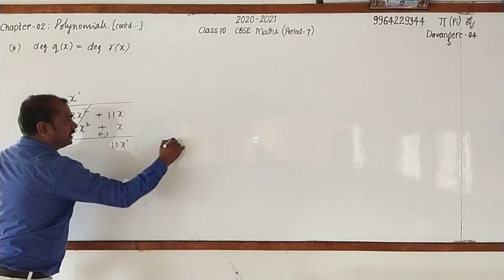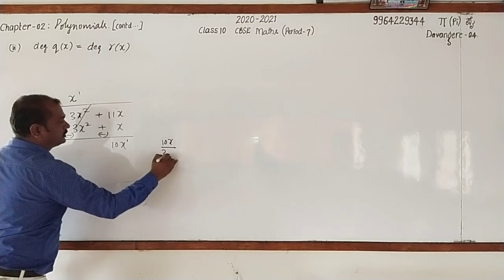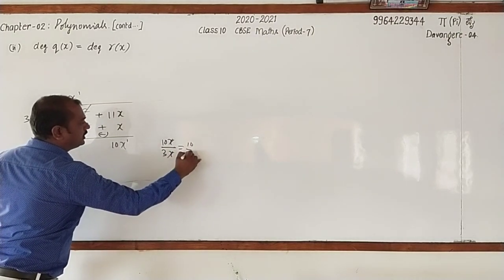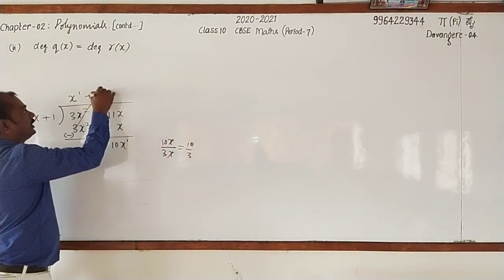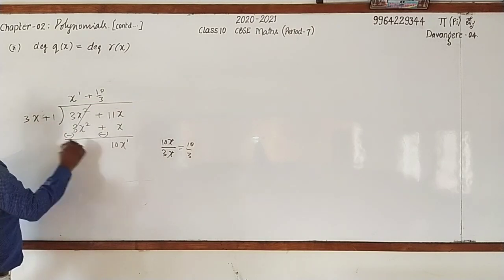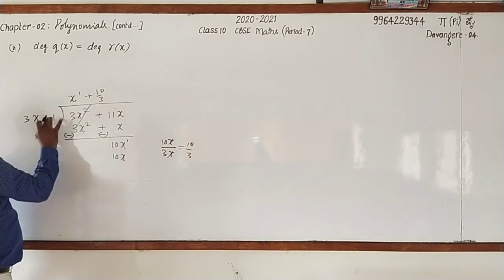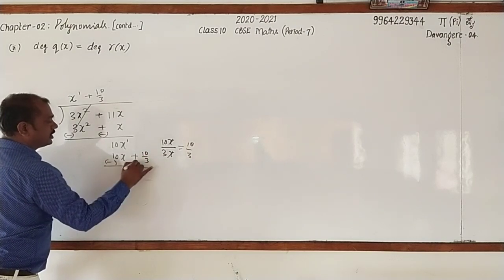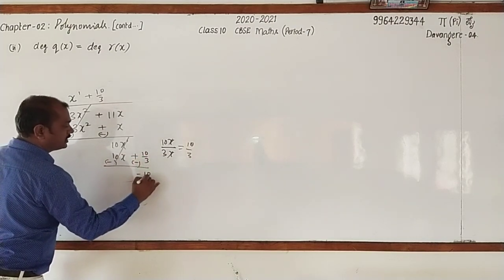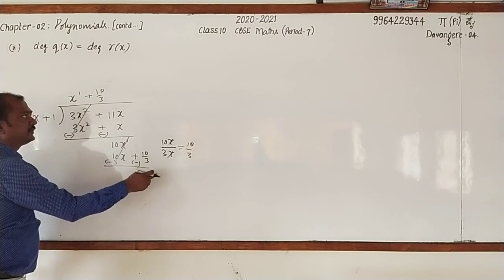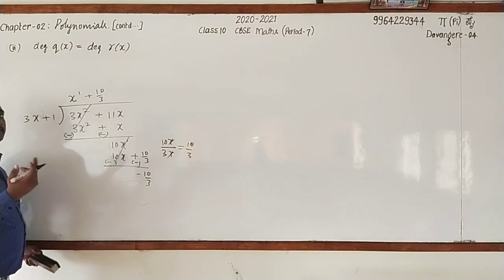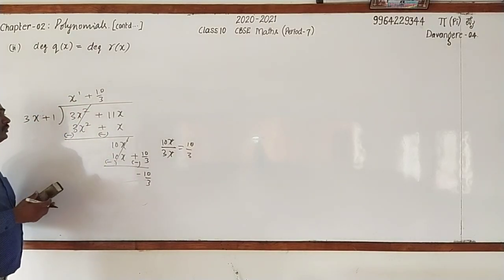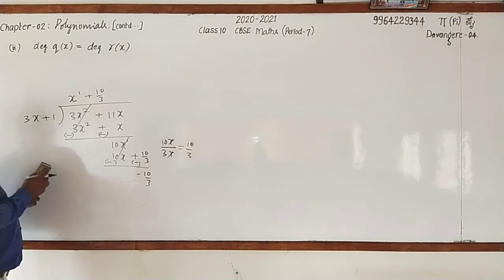Observe it. 10x should be divided by 3x, get cancelled, 10 by 3. If you take 10 by 3 here, 10 by 3 into 3x, it is 10x. 10 by 3 into 1, it is 10 by 3. Now observe here, get cancelled, minus 10 by 3. What is the degree? 0. Here 1. So it won't come. Then how can we think about it?